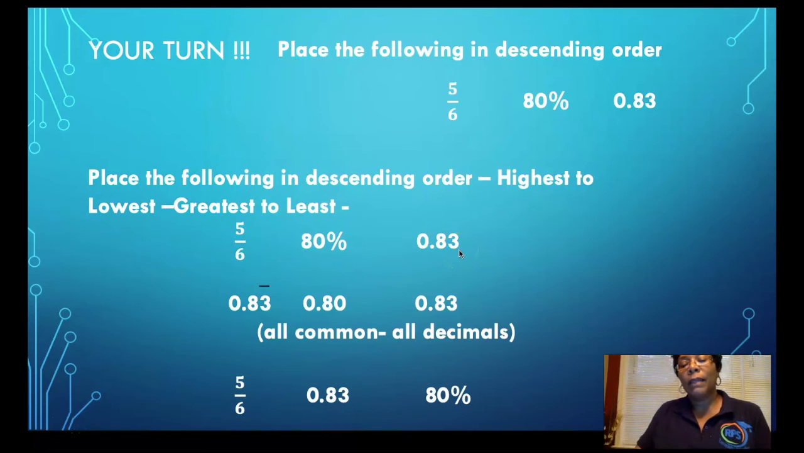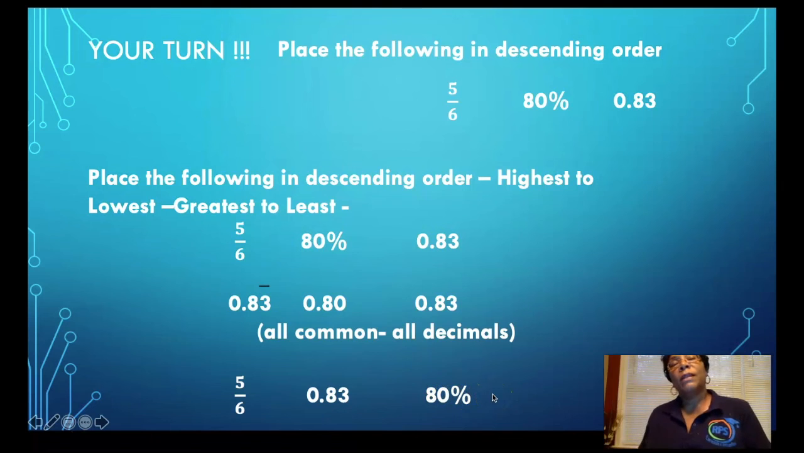So you might say, well, these two are the same. Well, they're not the same. Why? These two are not the same because this goes on where this terminates. So this stops. This repeats. This terminates. Terminates just means it stops. It ends. And because this continues, this becomes my larger number. So my largest number is 5/6 in its original form, 83 hundredths in its original form, and then 80% in its original form.